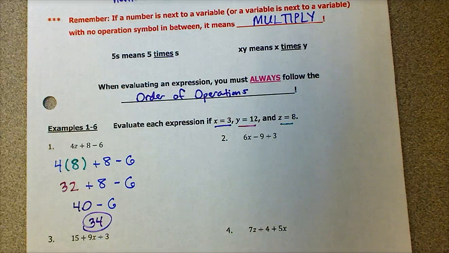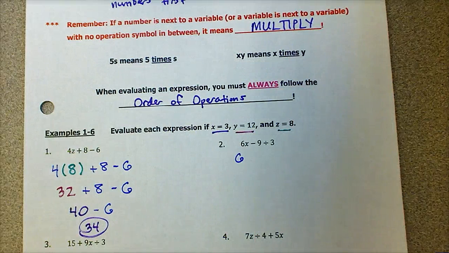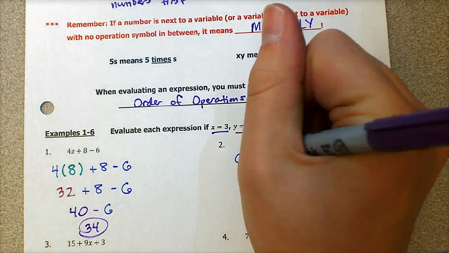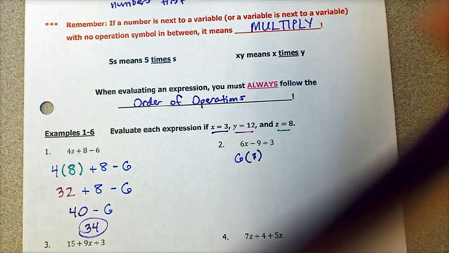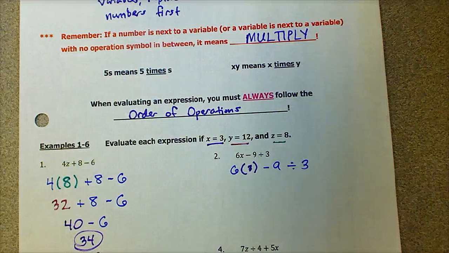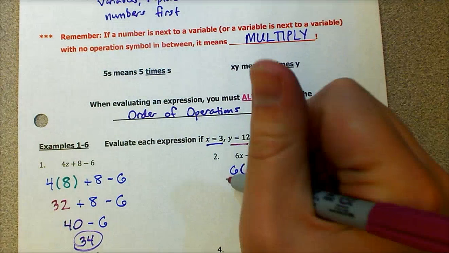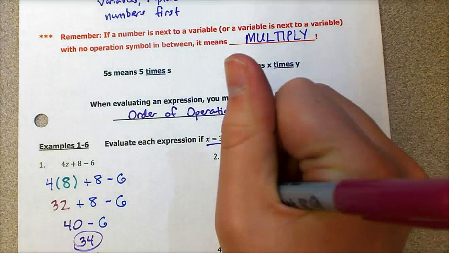For number 2, I have the algebraic expression 6x minus 9 divided by 3. So I'm going to rewrite this and plug in 3 for my x. So this becomes 6 times 3 minus 9 divided by 3. Okay, I have no exponents on this one, so I can go right away to my multiplication and division left to right. So I see multiplication over here, 6 times 3, which is 18.